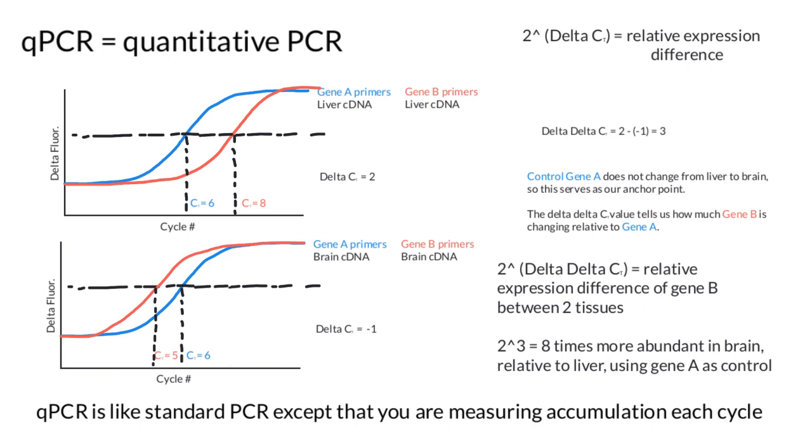Knowing now that gene B is 8 times more abundant in the brain relative to the liver means that gene B is probably taking on a greater role in the brain tissue, or maybe that it is actually just upregulated for some particular reason. But it helps us connect gene expression to potential functional differences, which is very useful in biology.